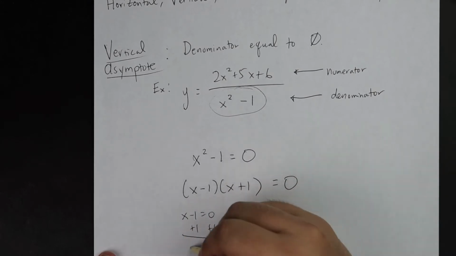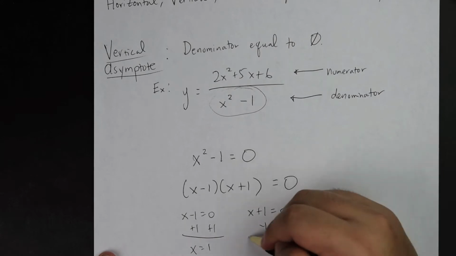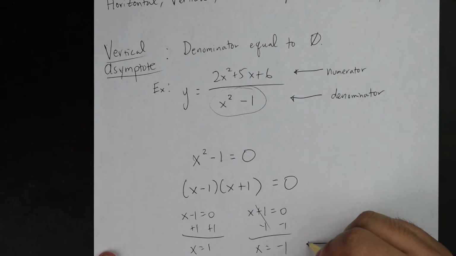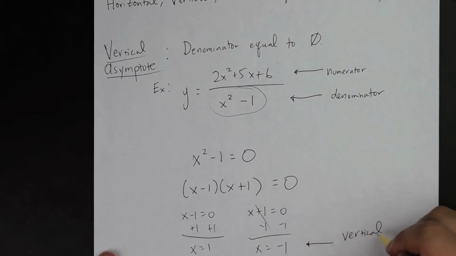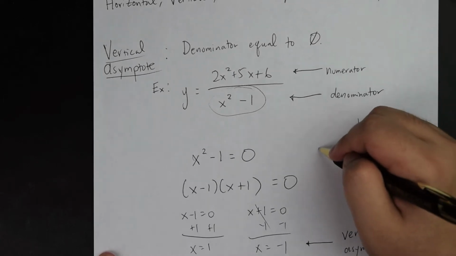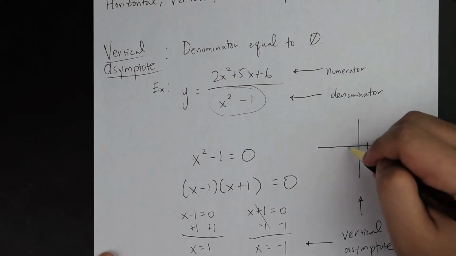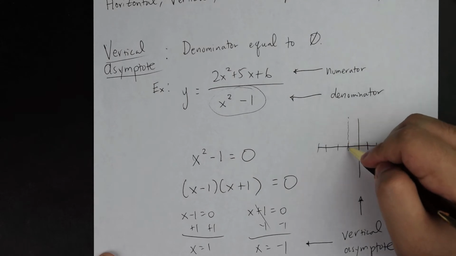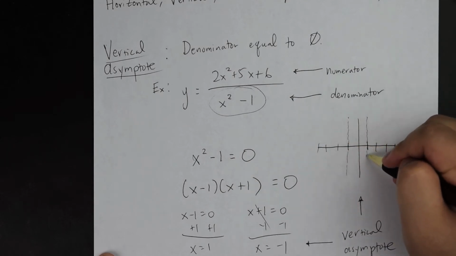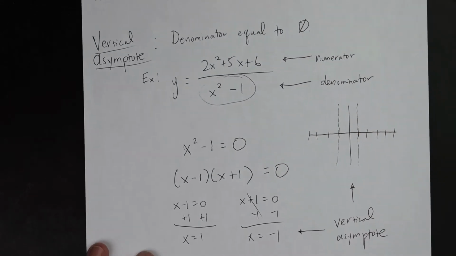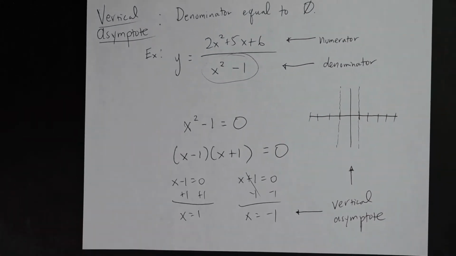So plus 1, x equals 1; minus 1, x equals negative 1. These are the values for my vertical asymptotes, okay? To sketch it out in visual format, at x equals 1 and negative 1 there's going to be a dotted line that looks like this, because this is the vertical orientation, and there are imaginary dotted lines right here. That is how you do the vertical asymptote.